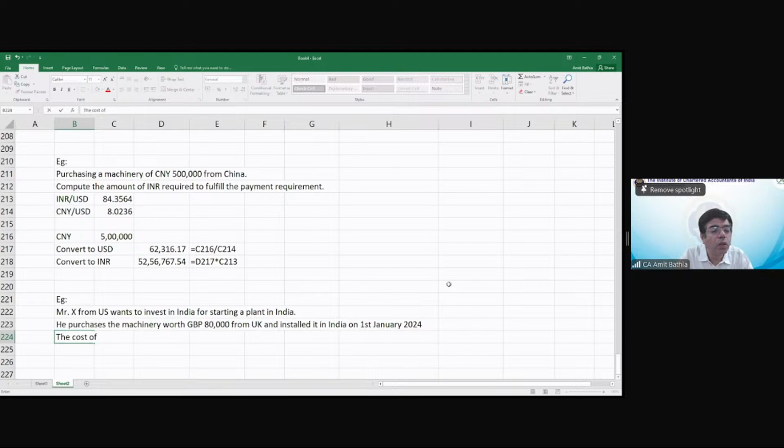The cost of machinery plus cost of transportation and other charges of USD 25,000 is to be capitalized in the Indian entity. Compute the cost of machinery in India.